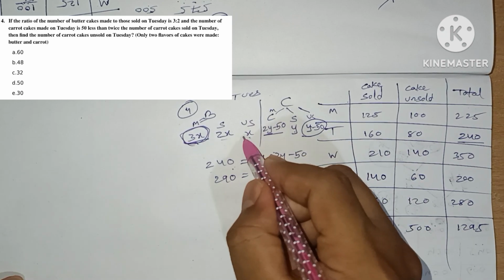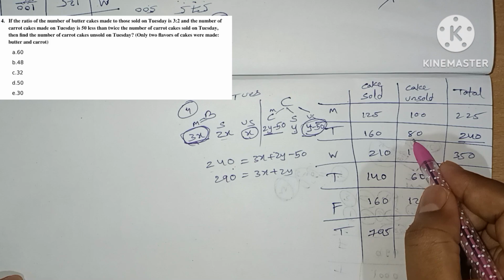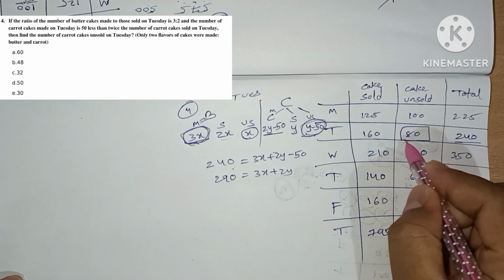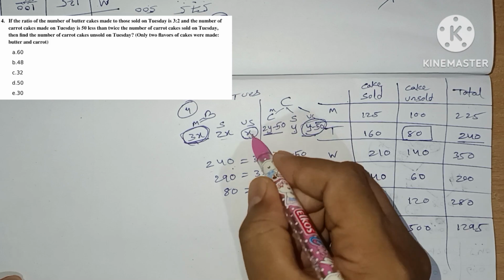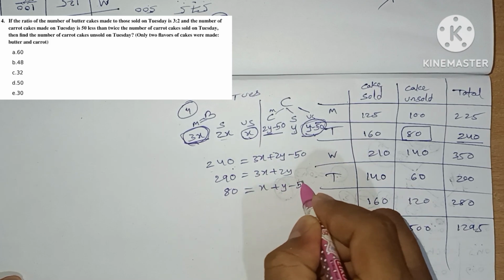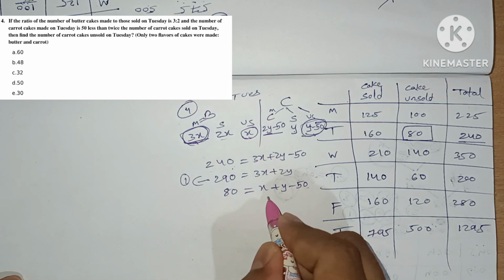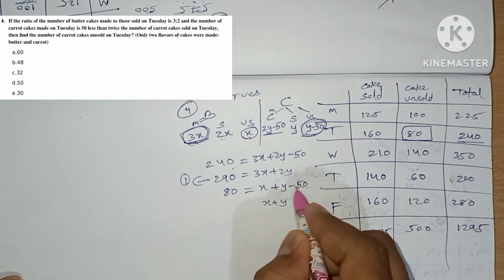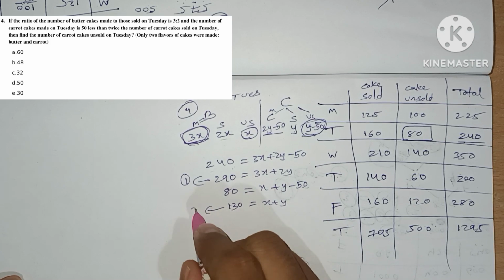Here we have unsold, and here also unsold. We already have the total unsold value, which is 80. So 80 is equal to the sum of these two, x plus y minus 50. So this is one equation we got, and from this we get x plus y equals 130. This is one equation.